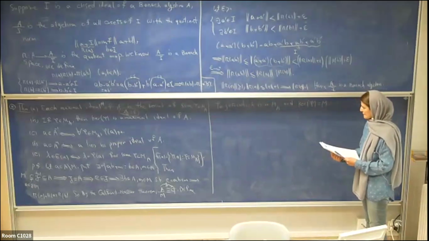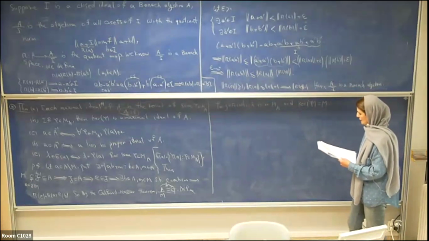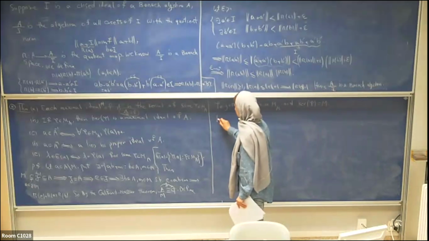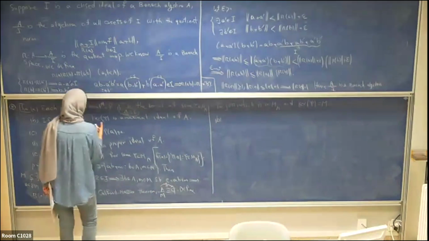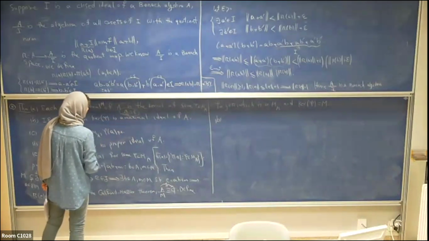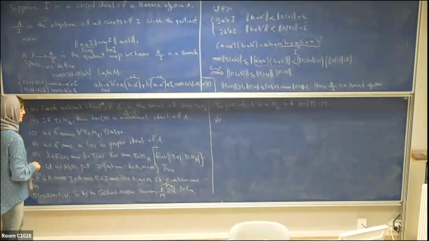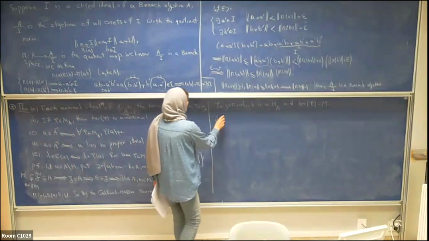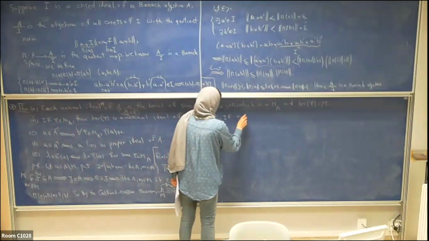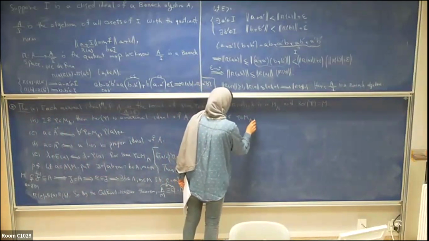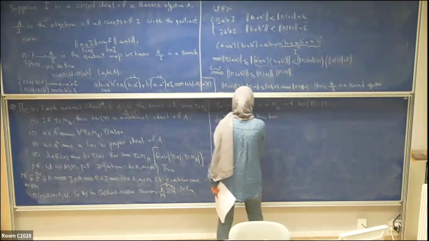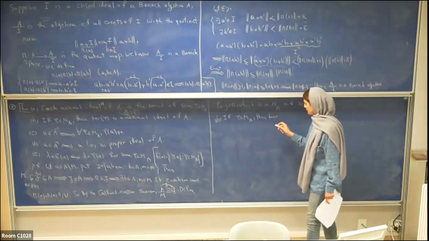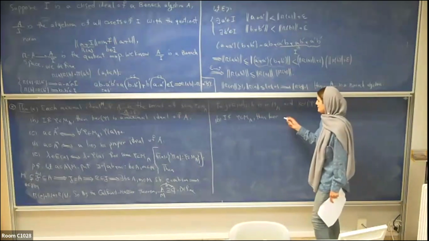Okay, and the second part, the converse of the first part, I want to show that each kernel of each character is a maximal ideal. Of course, if phi is in M of A, then kernel of phi, because it's linear and also preserves multiplication, so kernel would be an ideal.